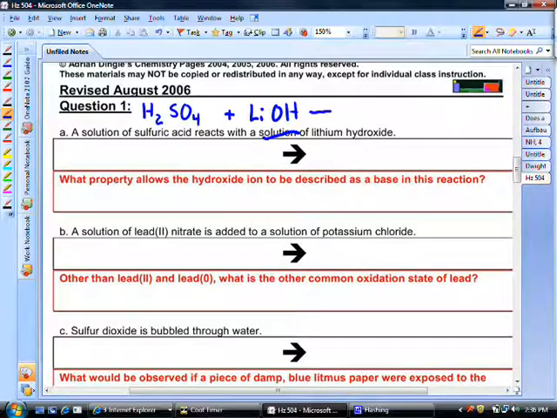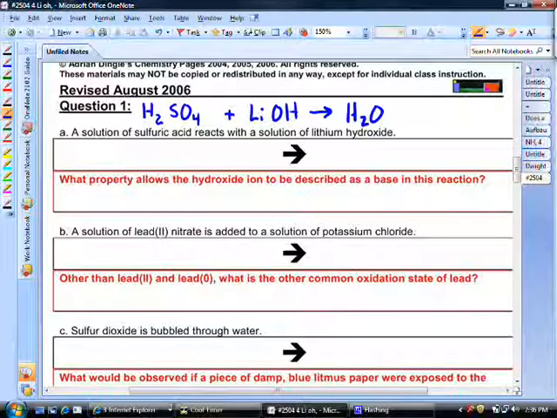So I know that when I react an acid and a base, one of the things I'm going to get is water. And of course, water doesn't dissociate to a large degree, so we're going to write it as H2O. And I also know that in my solution, I'm going to have lithium and sulfate. And lithium sulfate will be very soluble, so it will be in aqueous solution. It will be dissociated. So I can tell that the lithium is going to cancel on both sides, and so will the sulfate cancel on both sides.